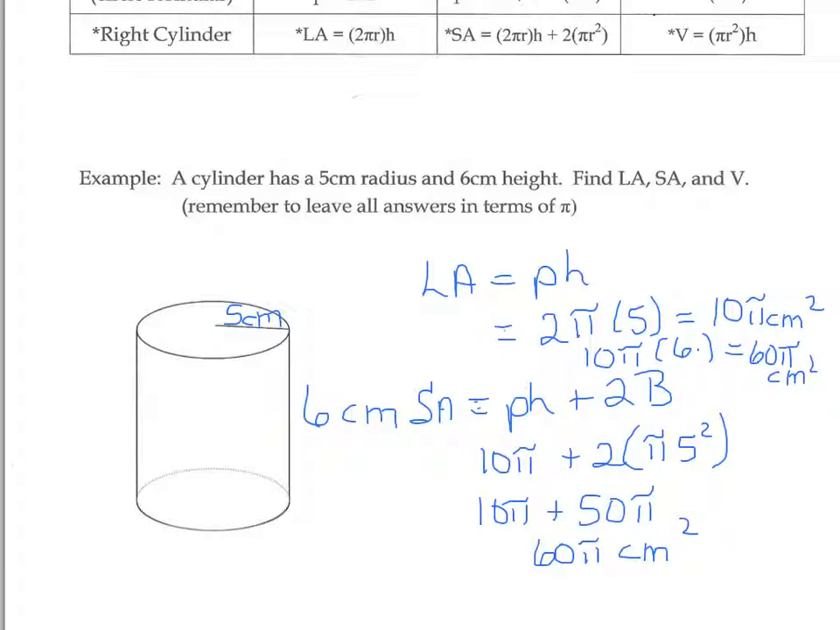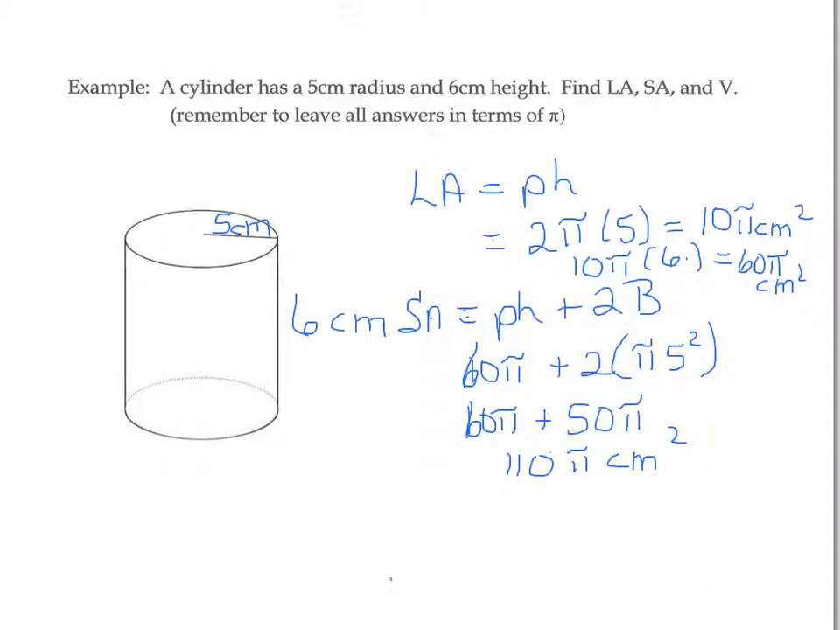Okay, so I have to change this to 60. So that makes this 110 pi centimeters squared. Can you leave that up there for a second?